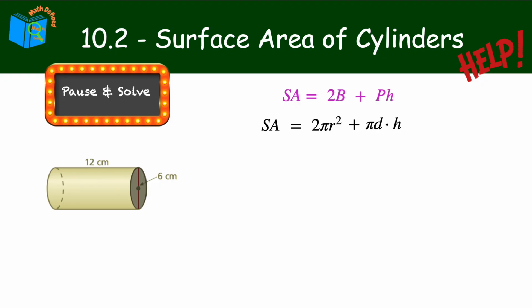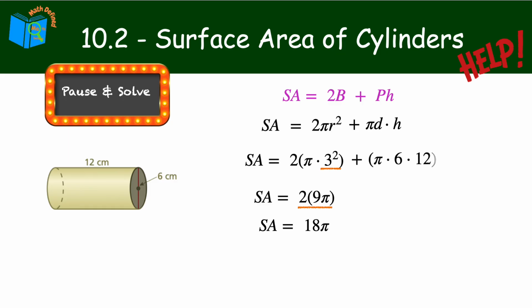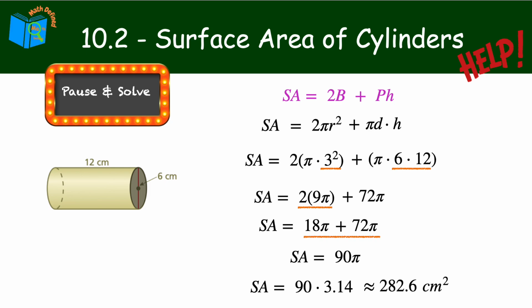All right, here's the breakdown. First, find the area of the 2 bases. 3 squared times pi is 9 pi, and 2 times 9 pi is 18 pi. Now add the circumference of the base multiplied by the cylinder's height. 6 times 12 is 72, and 72 times pi is 72 pi. Adding them together is 90 pi, or about 282.6 centimeters squared.